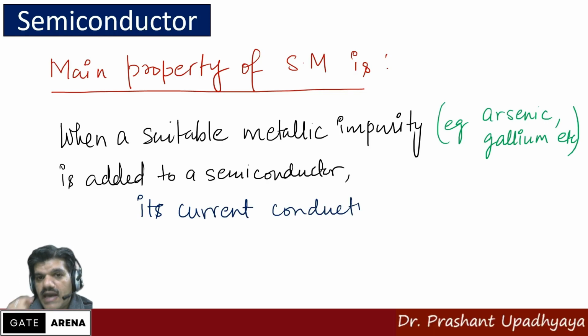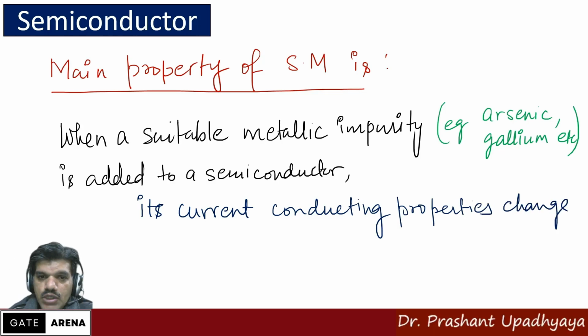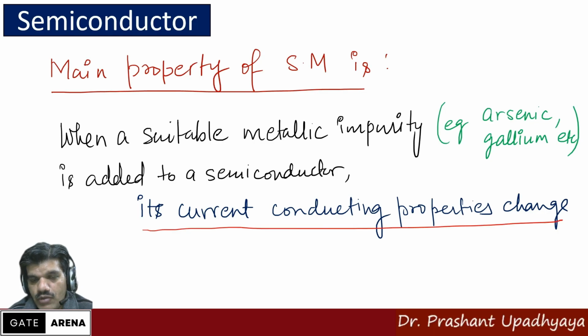Whenever we add any type of metallic impurities, which can be from type 3 or type 5, added to type 4, it is still going to change the current conducting properties of a semiconductor, and that is the reason why we are studying these semiconductor devices.